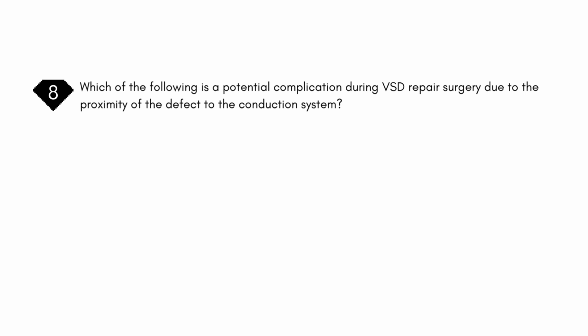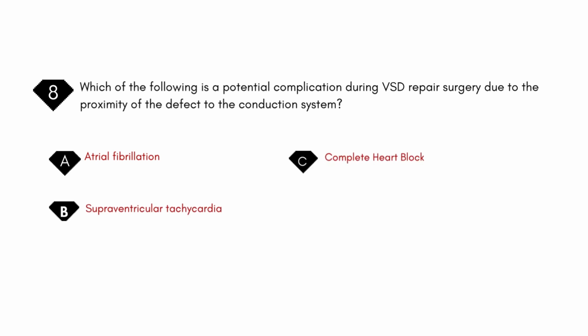Which of the following is a potential complication during VSD repair surgery due to the proximity of the defect to the conduction system? A. Atrial fibrillation. B. Supraventricular tachycardia. C. Complete heart block. D. Ventricular fibrillation. Answer: C. Complete heart block.